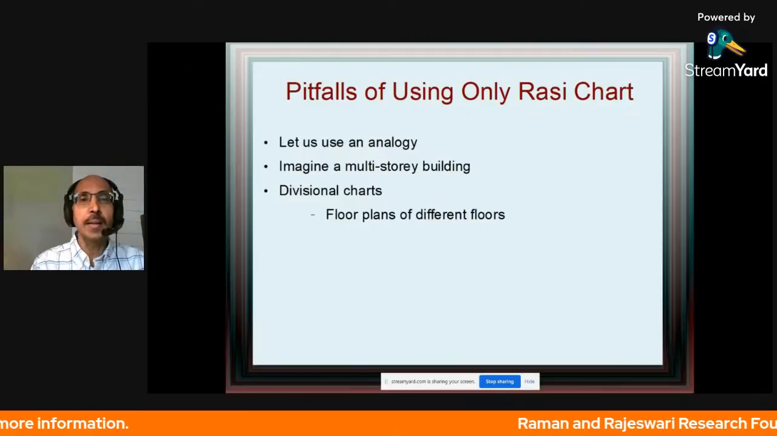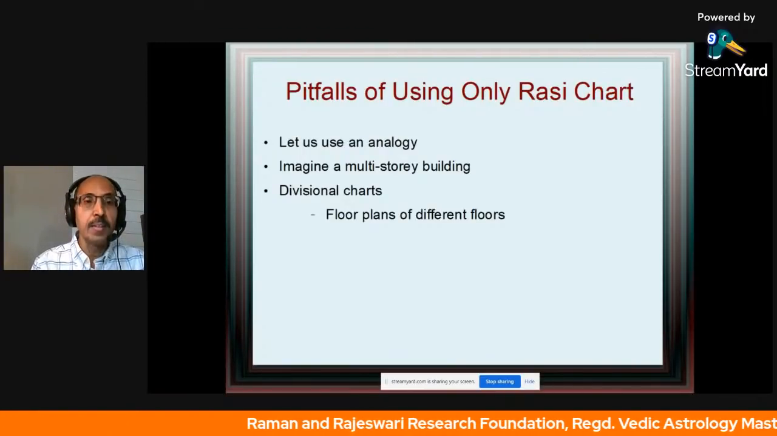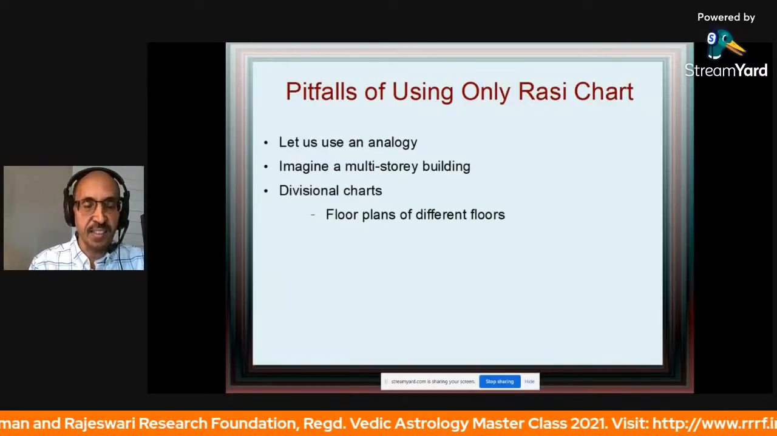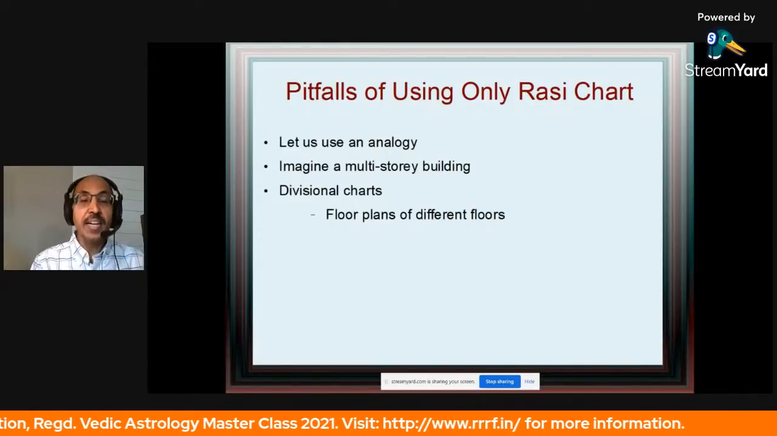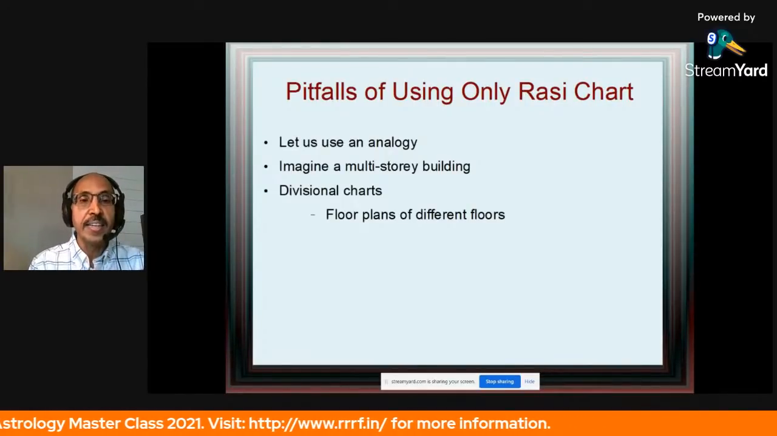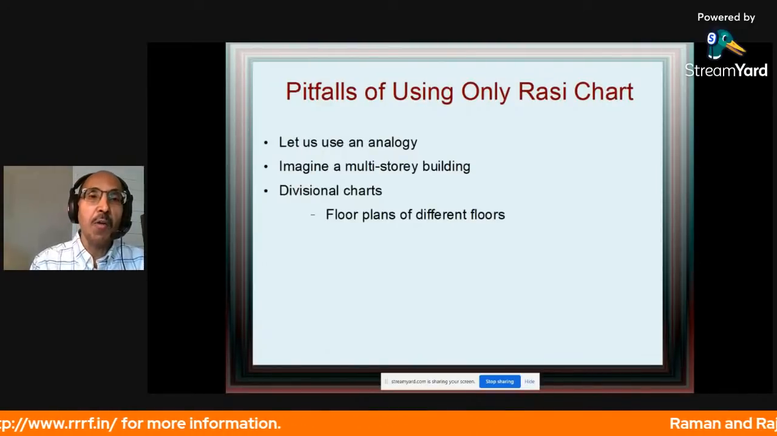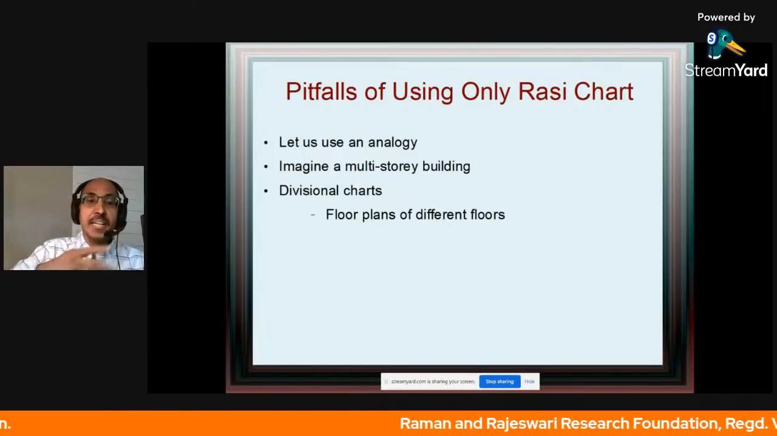So people are tempted to use only the Rashi chart and maybe sometimes the Navamsha chart. But the thing is, there are some pitfalls of using only the Rashi chart. And as a matter of fact, when Parasara gave numerical strengths to various charts, he actually gave the highest strength to the Shashtyamsha chart. So unfortunately, the Rashi chart is not sufficient. But it shows what is happening at the material level.